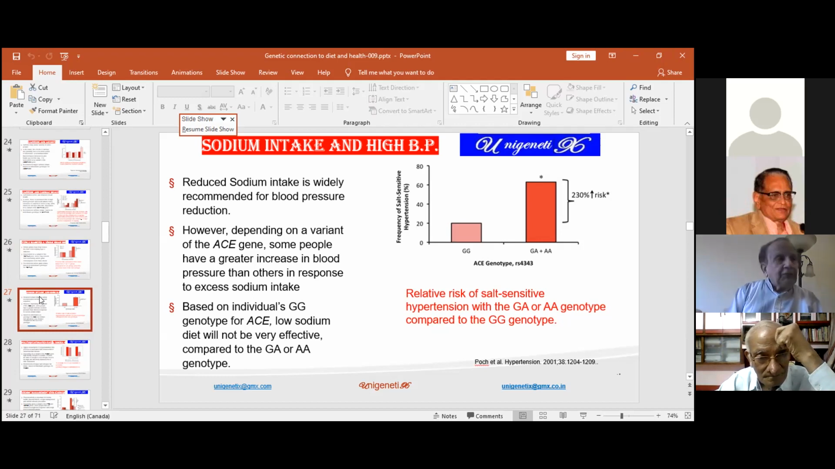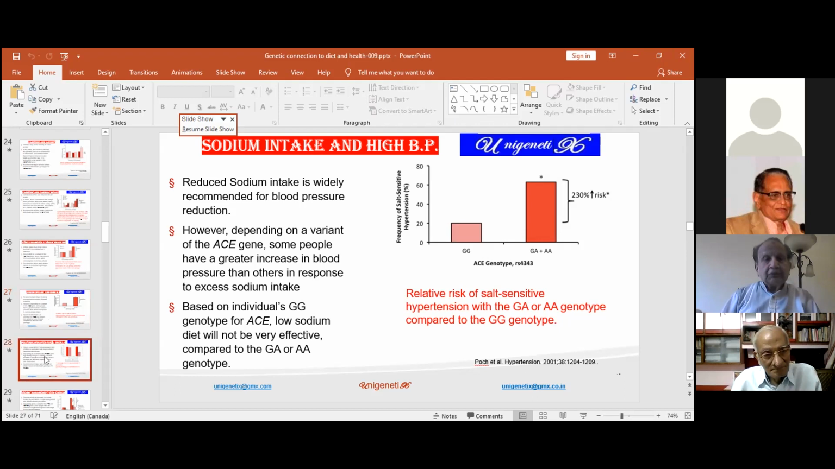The wife tells the husband, you've got high blood pressure, you're not going to take salt. But if he gets his genotype done, and it's the GG genotype, it's okay for him to take salt. If it's the other genotype, then yes, the wife is right, and she should stop him from taking salt.